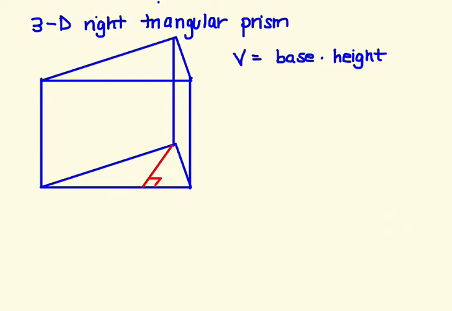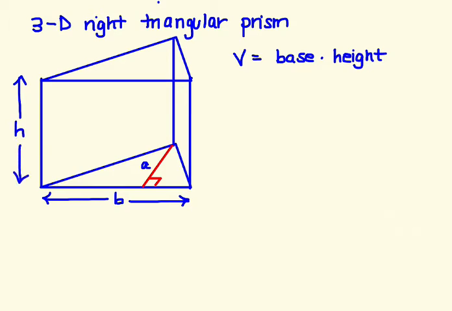And I guess I should go back to blue. Okay, so this is A for altitude of the base of the triangle. This we'll call little b, which represents the base of the triangle. And h is the height of the solid prism.